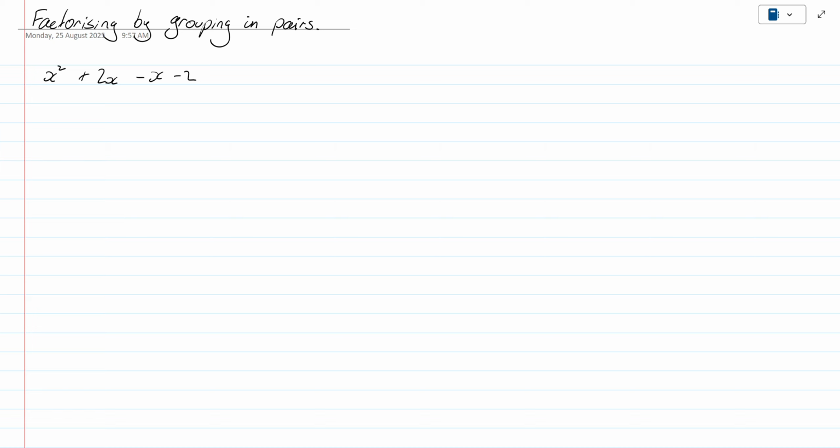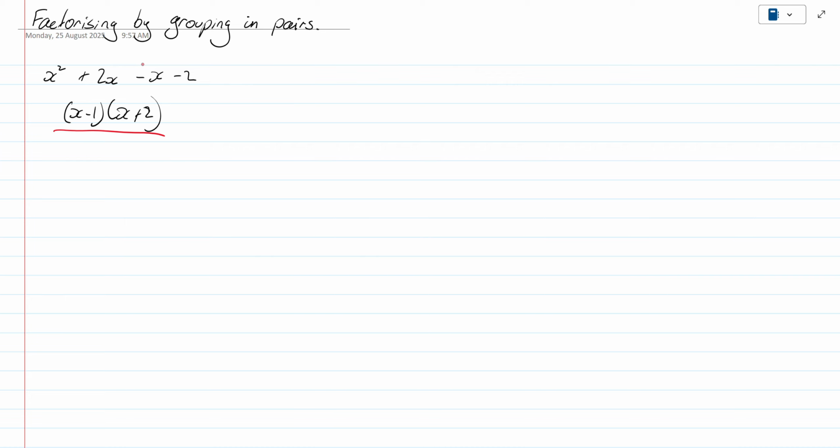Hi everyone, and today we're looking at factorizing by grouping in pairs. So with an expression that can be written using four terms, such as x squared plus x minus 2, it might be possible to factorize it into a product of two binomial terms, such as x minus 1 and x plus 2, which is what you were working with when you were looking at the distributive law and FOIL. So in such situations, the method of grouping in pairs is often used.